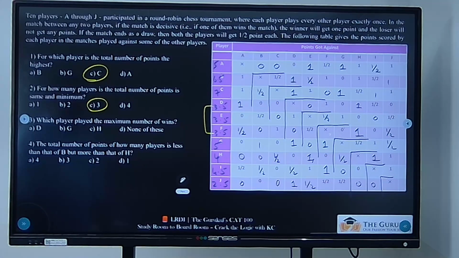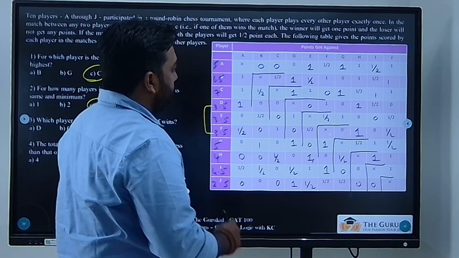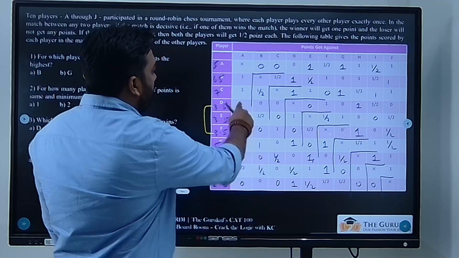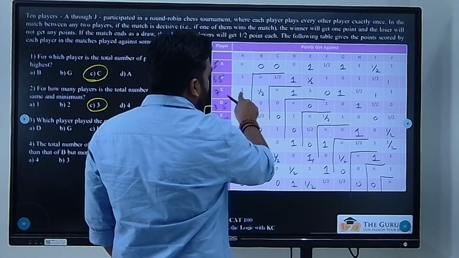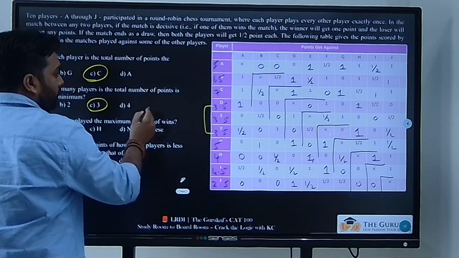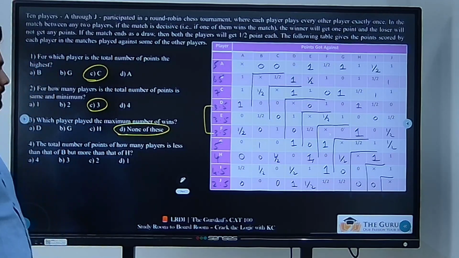Which player had the maximum number of wins? So who got more ones? If you look at B, 1, 2, 3, 4, 5. If you look at C, 1, 2, 3, 4, 5, 6. So it is C, which is none of this.